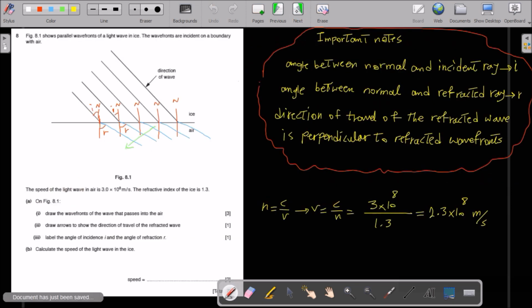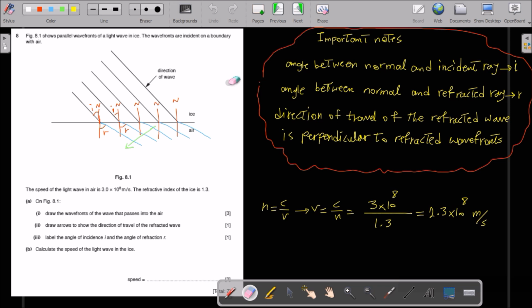Next question. Figure 8.1 shows parallel wavefronts of a light wave in ice. The wavefronts are incident on a boundary with air. The speed of the light wave in air is 3 times 10 to the power 8 meter per second. The refractive index of the ice is 1.3. On figure 8.1, draw the wavefronts of the wave that pass into the air. Draw arrows to show the direction of travel of the refracted wave. Label the angle of incidence I and the angle of refraction R.